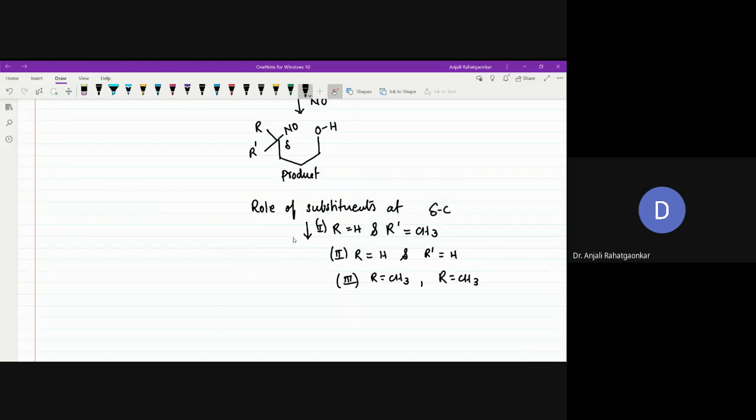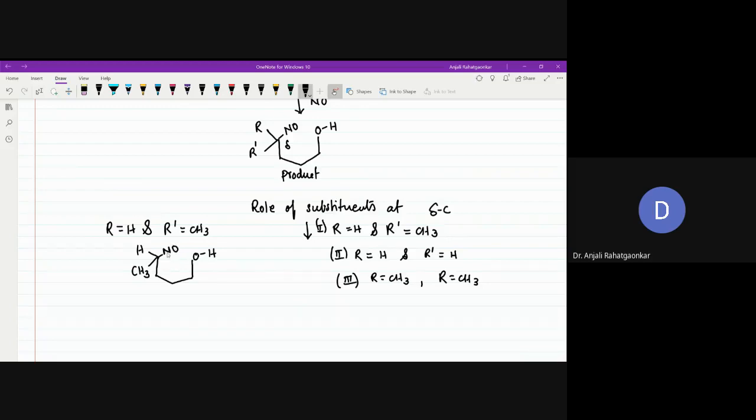So let us see the first case, when your R is equal to H and your R dash is equal to CH3. Now I am drawing the separate molecule. So it is done, it is okay. Now this OH, iska kaam ho gaya hai. Now we will focus on this particular site when your R is H. So what is happening?